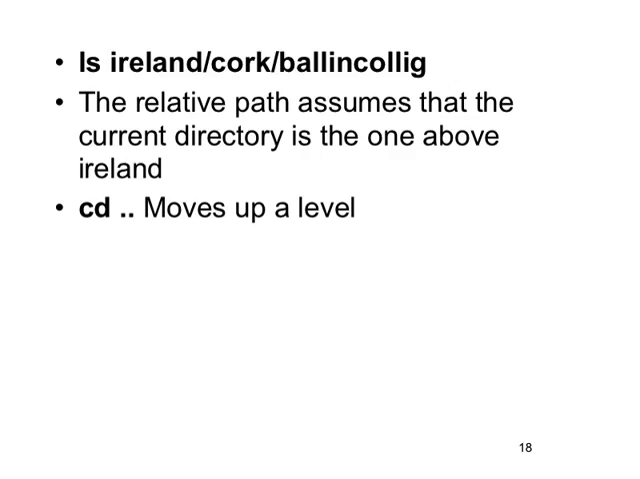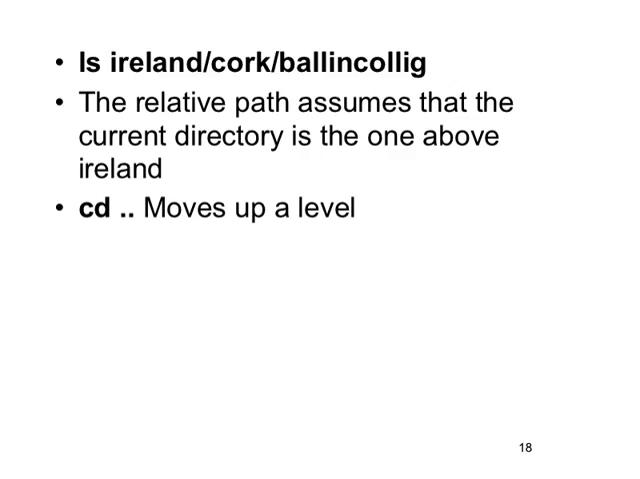And that relative path assumes that the current directory is the one above Ireland. So you're talking about relative to where you are. So if you were to say ls Ireland / Cork / Ballincollig, and you were already in Cork, it wouldn't work. You would be looking for Ireland under Cork. So it's relative to where you are. You can also have absolute paths, where you start at the root of the directory structure and specify from there.